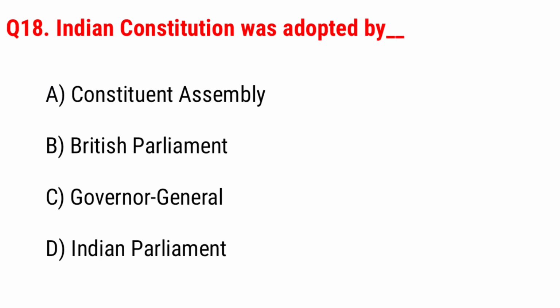Next question. Indian Constitution was adopted by option A Constituent Assembly, B British Parliament, C Governor General, D Indian Parliament. Right answer will be the option A Constituent Assembly. Indian Constitution was adopted by Constituent Assembly.